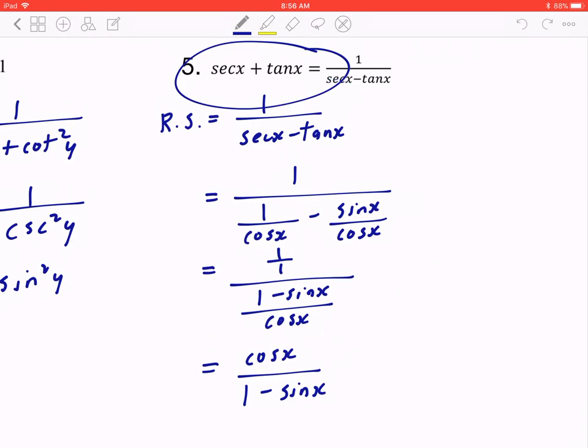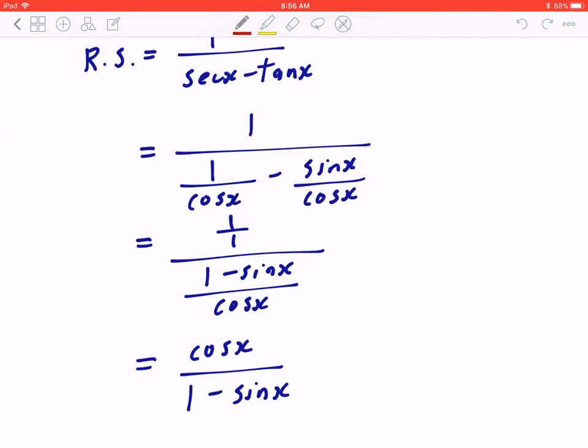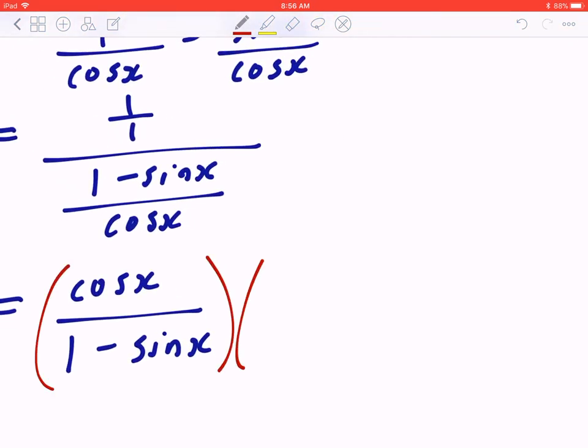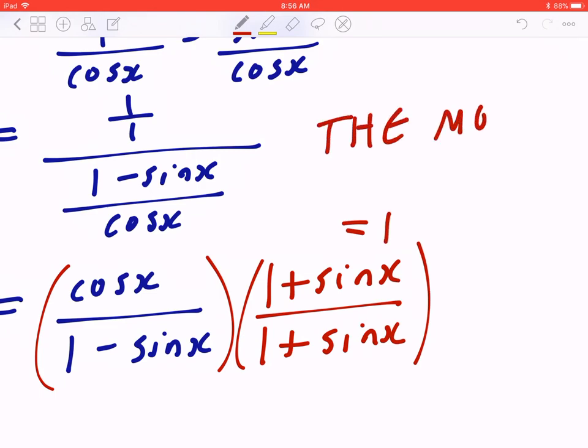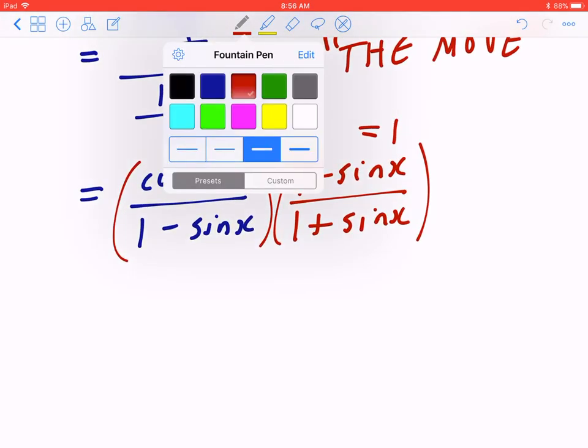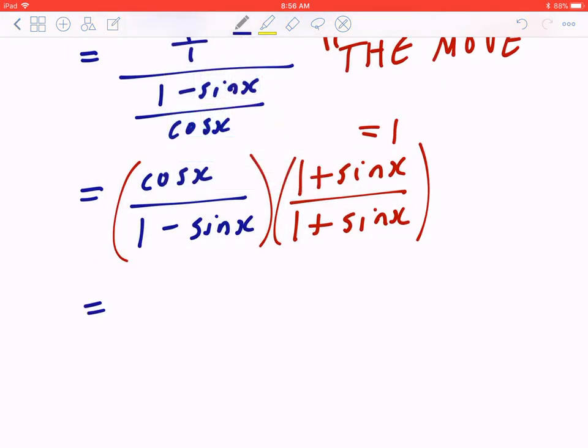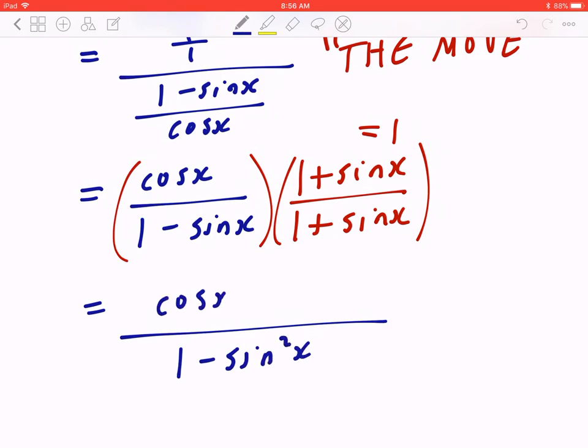So to do that, you have to practice what I call the move. You can multiply the top and the bottom by 1 plus sine x divided by 1 plus sine x. And again, effectively, you're multiplying it by 1. You don't change the value of the fraction. Now, again, look at the denominator. A minus b times a plus b, that's a squared minus b squared, that's 1 minus sine squared x. Copy the top, do not expand this.